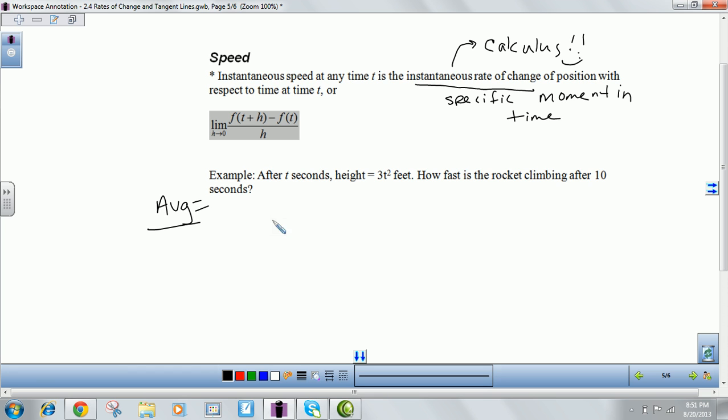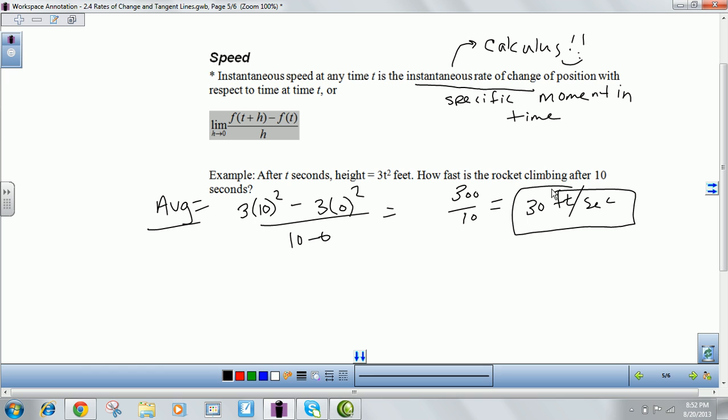Go ahead and pause the video and figure out what the average rate of change for this is. Pause the video, find the average rate of change on your own, from 0 to 10 seconds. Go. So after 10 seconds, the average rate of change is 30 feet per second. It's climbing pretty fast.